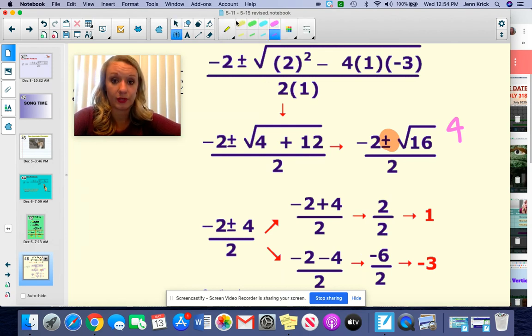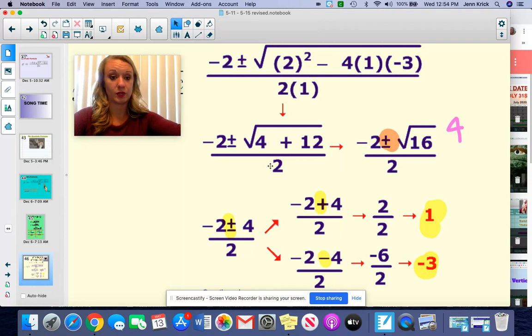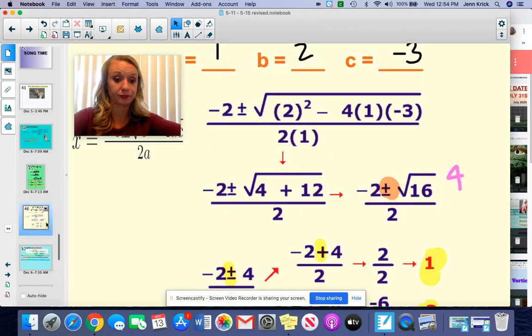Okay, so important things to see. We started with plus minus. Here's your plus, here's your minus, and then here are your solutions. So this quadratic equation has 2 solutions, and we use the quadratic formula to find them.